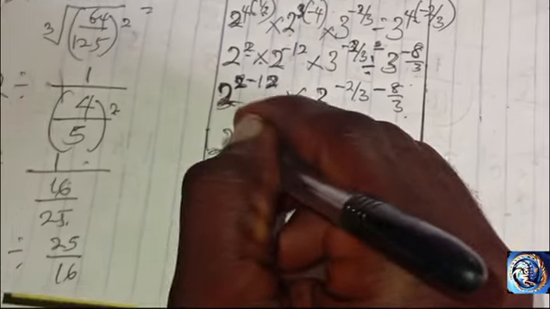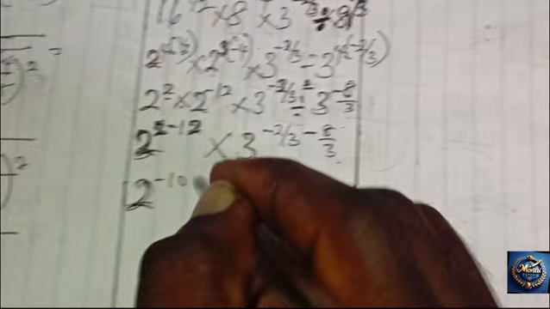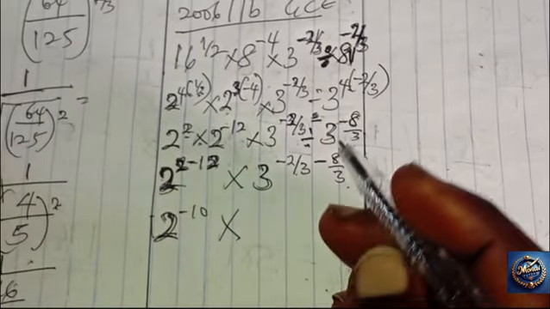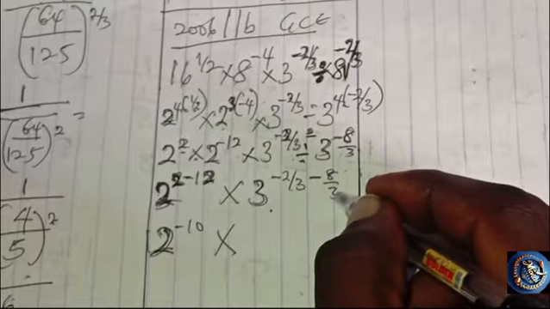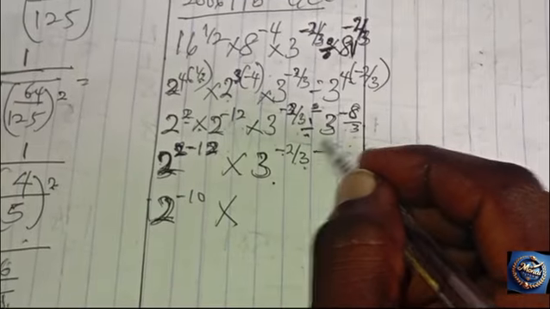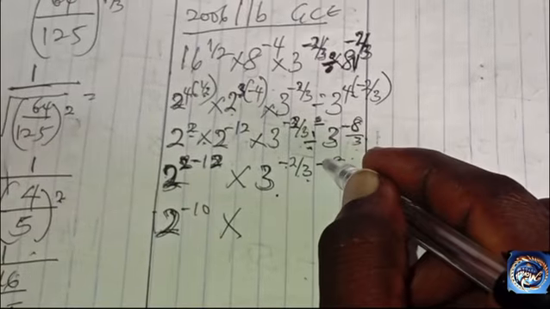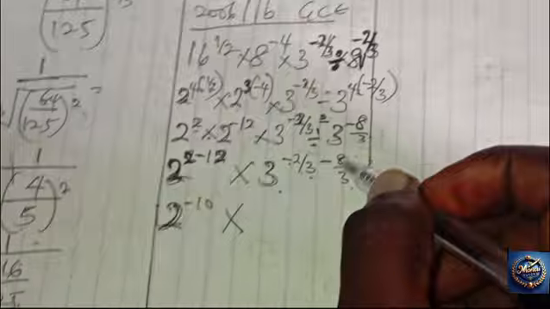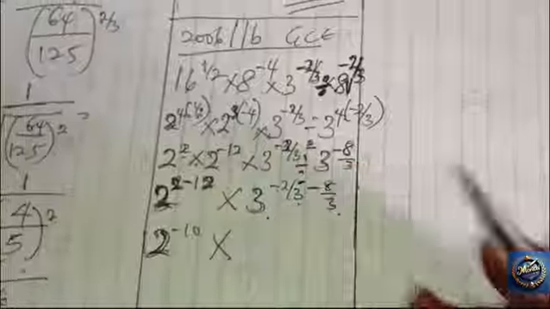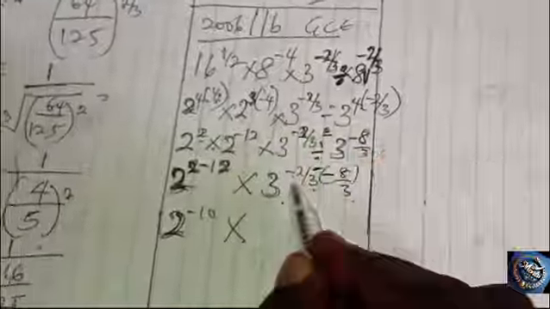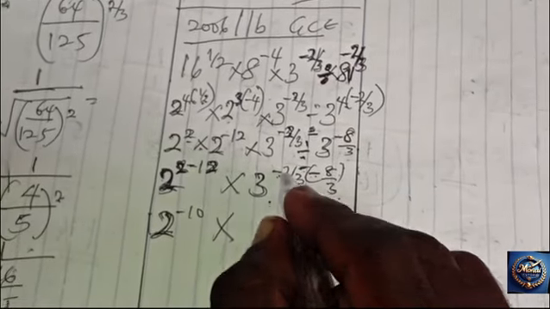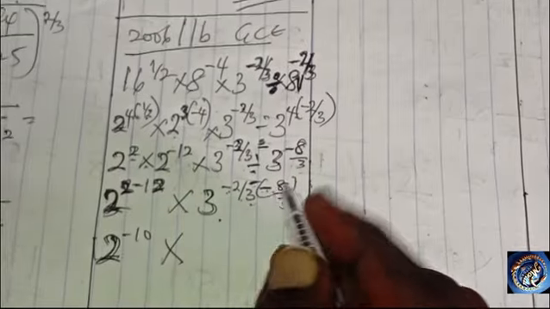Then I come here, this one will be 2 raised to power minus 10 times this one. I have the same denominator, so that will be minus 2 minus 8. You know why it is plus 8? There is a minus here that I didn't include the other time, so I'm including it now. So minus cancels minus to become plus. So I have minus 2 plus 8, which will give me 6.